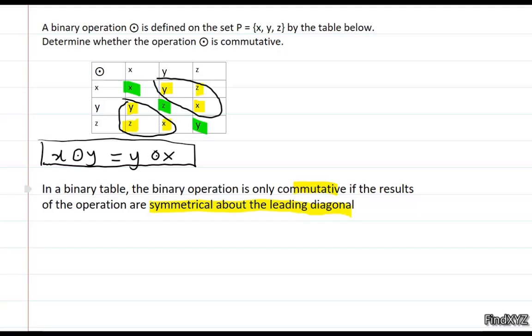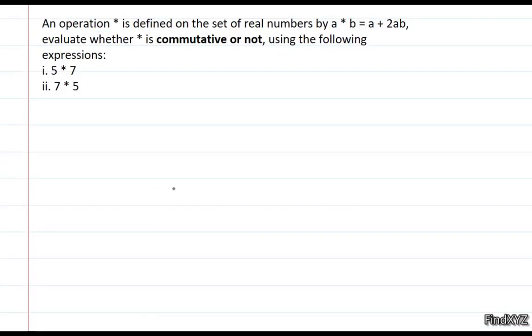Let's have a look at some examples. In a given example, an operation is defined on a set of real numbers where A star B is equal to A plus 2AB. We are to evaluate whether the operation is commutative or not using these expressions. So we are supposed to find 5 star 7 and 7 star 5 using our given rule. So let's start with 5 star 7.